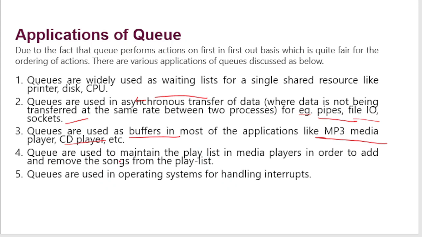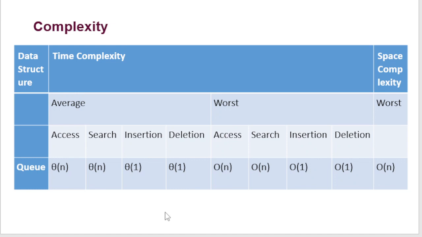It is to add and remove songs, like a playlist. And in the operating system for handling interrupts. So these are the applications that can be asked in the exam. So basically in a queue we are making a list, so first in first out will be there. That is the concept of queue, and it is very simple. If you understand like that, you can answer questions. And sometimes they also ask time complexity or space complexity.